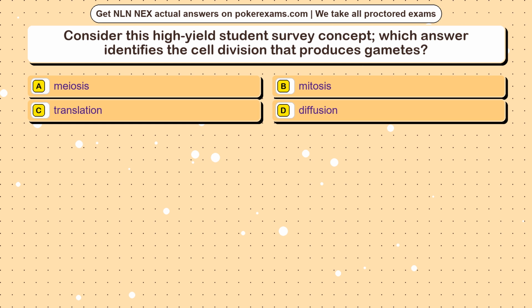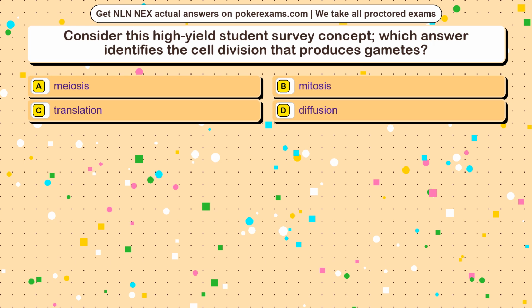Question 18. Consider this high-yield student survey concept. Which answer identifies the cell division that produces gametes? Option A, meiosis. Option B, mitosis. Option C, translation. Option D, diffusion.